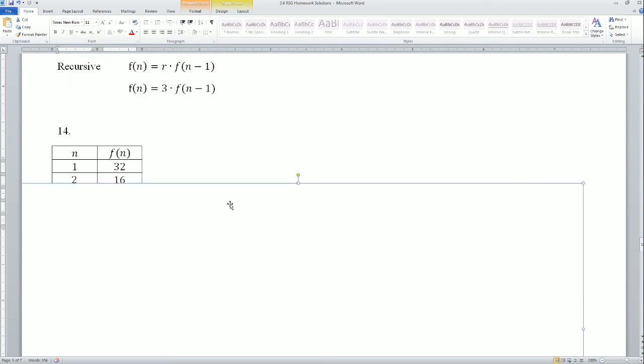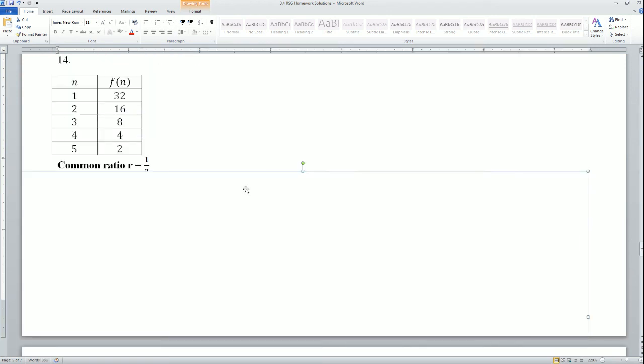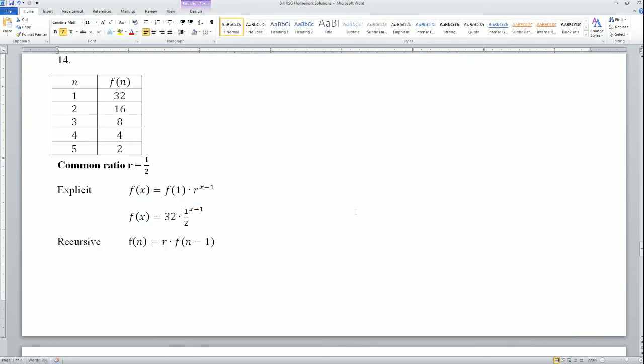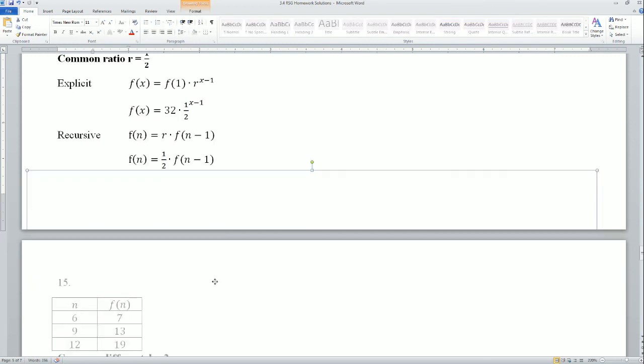Here's 14. I saw that the common ratio is 1/2. Again, I'm using the first term equation for the exponential. Here you go. That's 14.